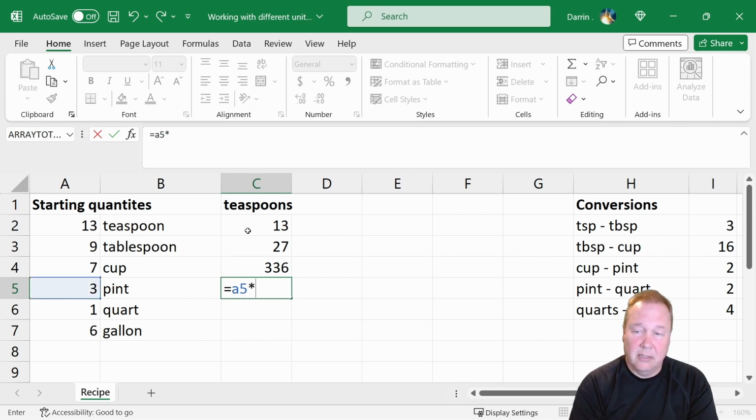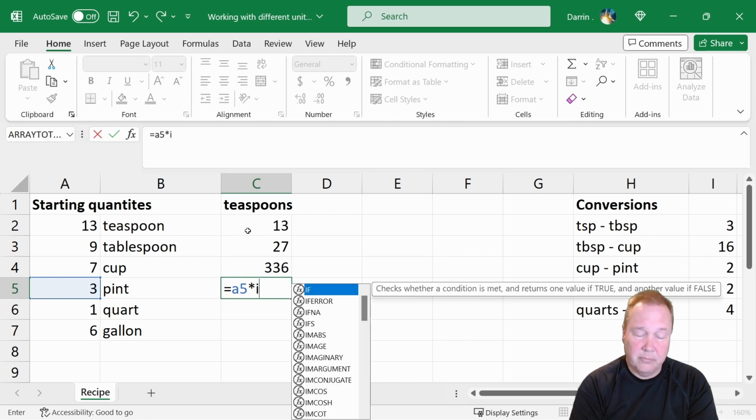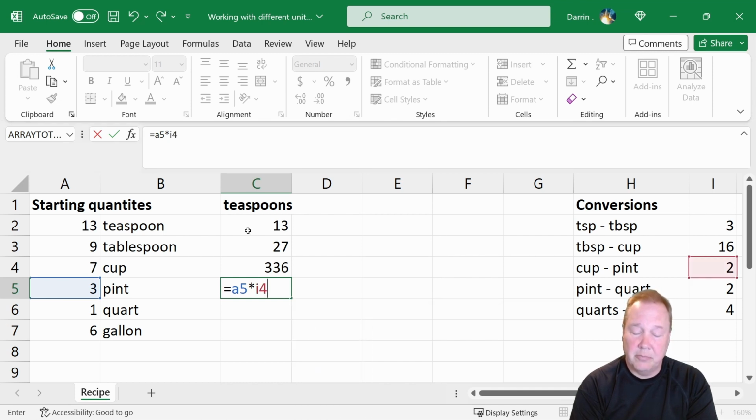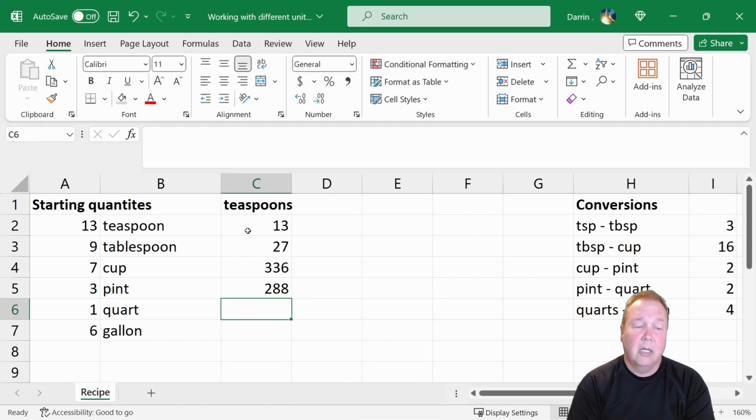Multiply that times I4, which is cups in a pint, times I3, which is tablespoons in a cup, times I2, which is teaspoons in a tablespoon. So 3 pints is 288 teaspoons.